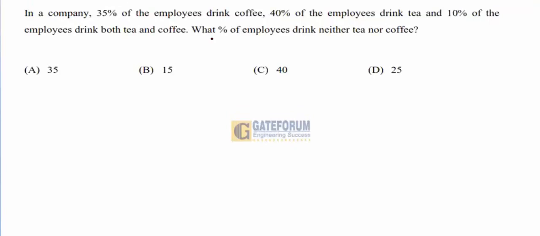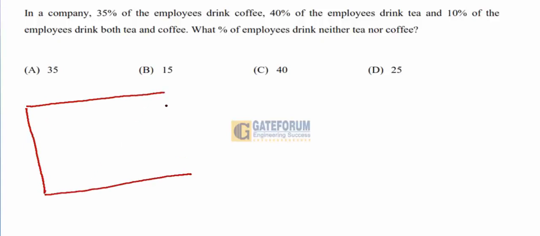In a company, 35% of the employees drink coffee, 40% drink tea, and 10% of the employees drink both tea and coffee. So, what percent of employees drink neither tea nor coffee? Let's work it out. It's a Venn diagram. Now, in a Venn diagram, since the whole Venn diagram is in percentage, the total value, universal value, would be 100%.